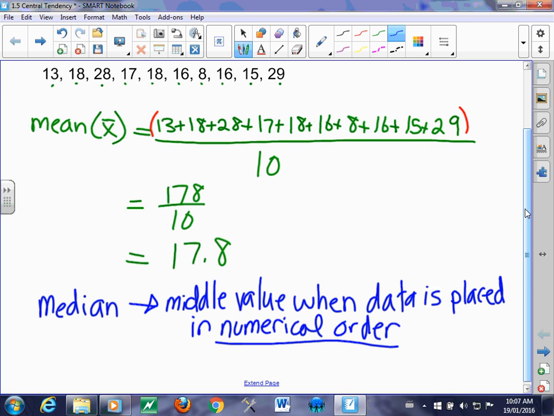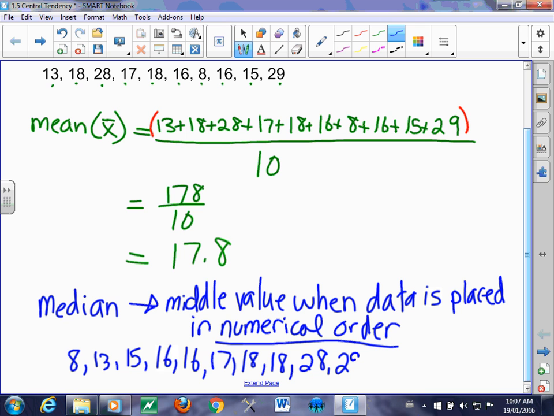So the smallest number I see first is 8. Then the next one is 13. Then I go 15. Then I go 16. And I go, oh, there's two 16s. Be careful there. Then I go 17, 18, and 18. There's two 18s, 28, and 29.